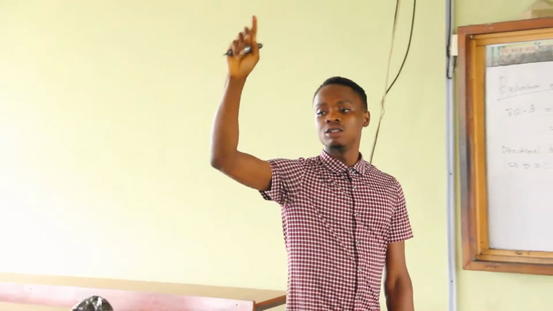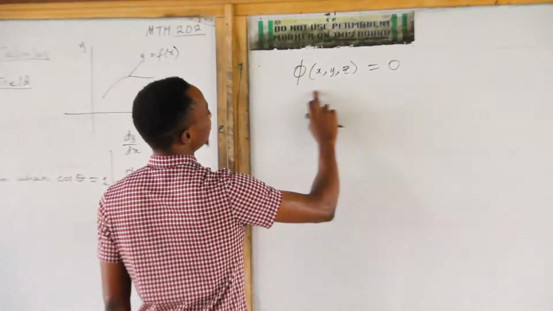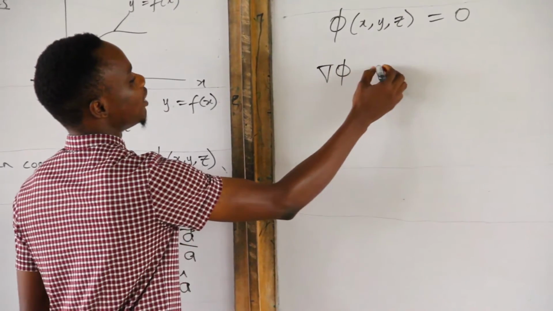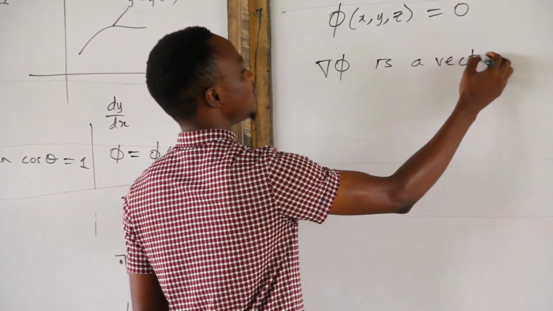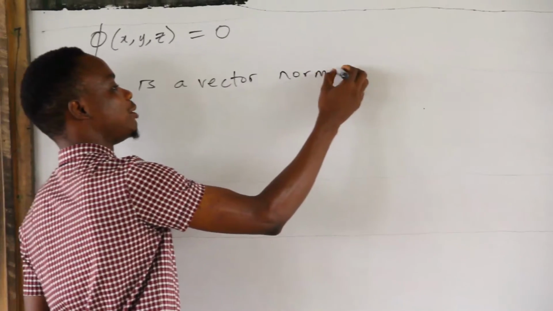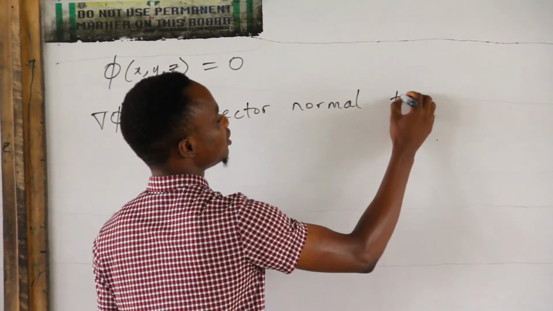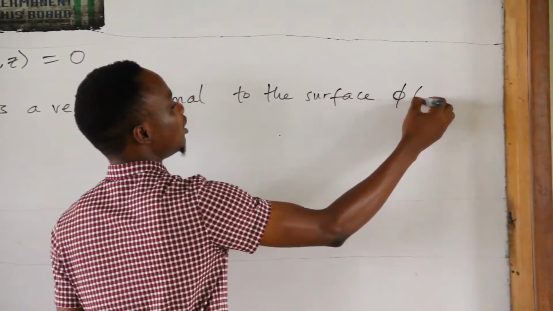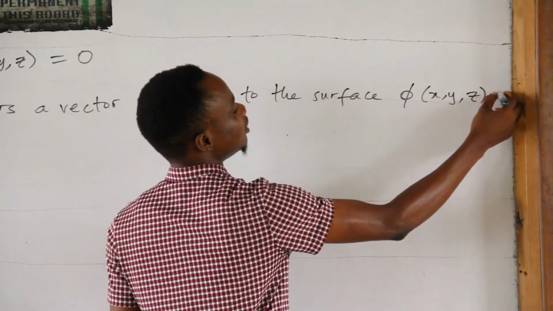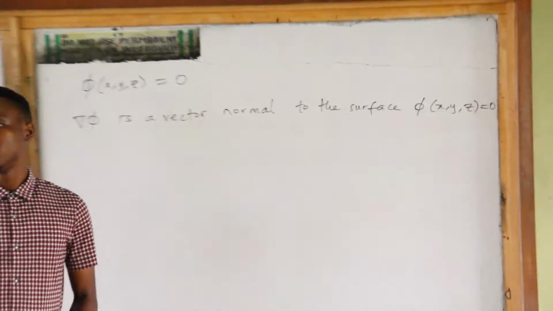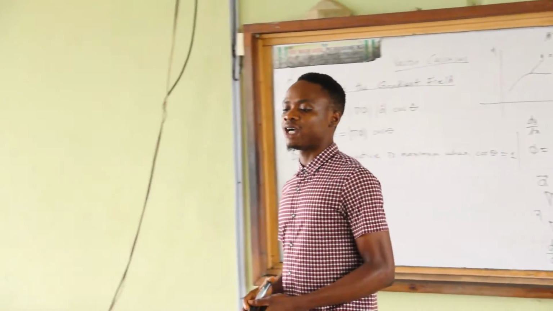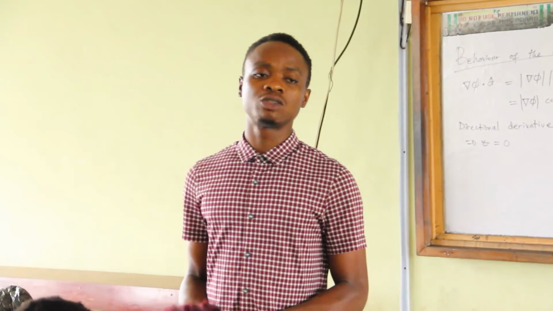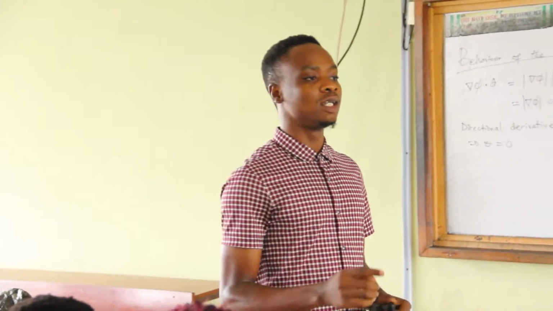Is it very clear now? For a surface phi of x, y, z, nabla phi is a vector normal to this surface. You know what I mean by normal? Perpendicular. Normal to the surface phi of x, y, z equal to 0. Is it clear? So if I have a surface defined by phi of x, y, z and I obtain nabla phi, it is going to be a vector normal to that surface at the particular point.